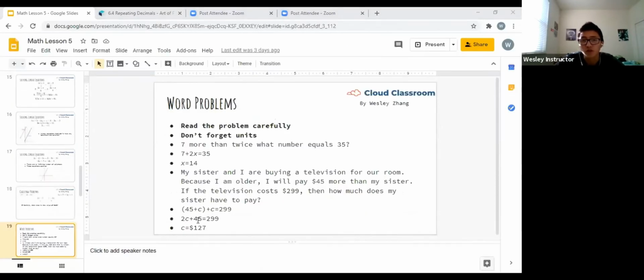All right, so 2C + 45 = $299. And then we follow the same steps. Subtract 45 from each side, and then divide by 2. And you guys get C = $127.